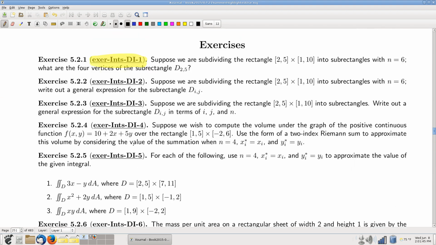Some students have misunderstood in the past and thought this was the coordinates of like the bottom left corner or something, and that's not what it means. This is the x range of values, and this is the y range of values.